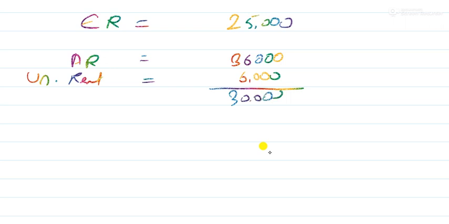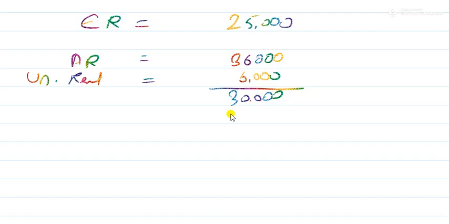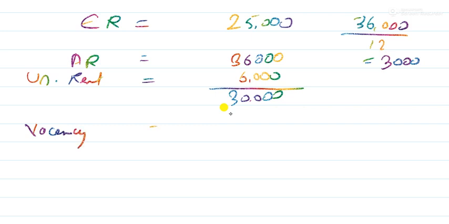That gives 30,000. Now this will be compared with the expected rent. If it is more, then even after the vacancy, the lesser value will be my gross annual value. So let us see what the vacancy is. Vacancy is 2 months. Now 36,000 is the rent for the whole year, so the rent for 1 month is 3,000. Vacancy for 2 months means a total of how much? 6,000.